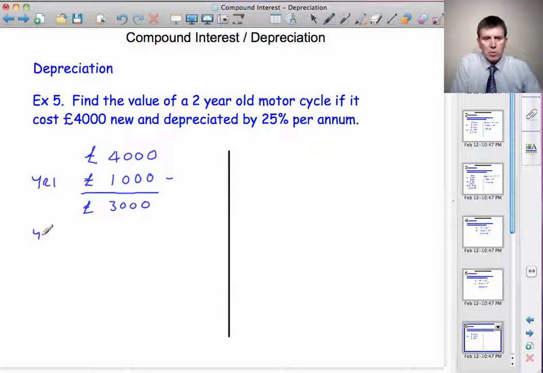Now in year two, it's going to lose 25% of this value. 25%, a quarter of 3,000, is 750. So if we take that away, we find its value at the end of year two is £2,250. Now let's work it out using a calculator.